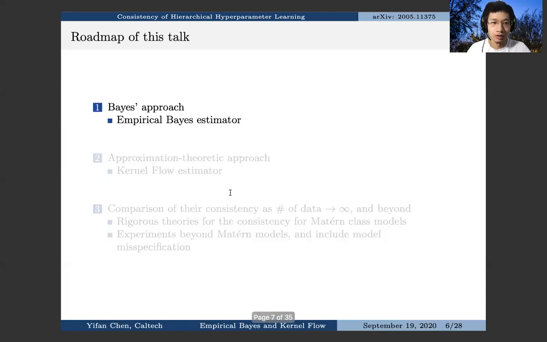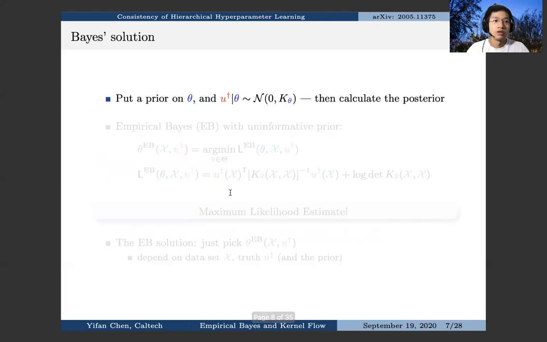We begin with the Bayes solution. The Bayes solution is to put everything in a probabilistic way. We want to select theta, so naturally we put a prior on theta, and we assume our u dagger is drawn from some Gaussian process model. Under this probabilistic model, we can calculate the posterior.